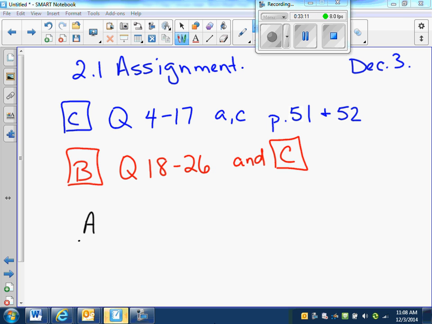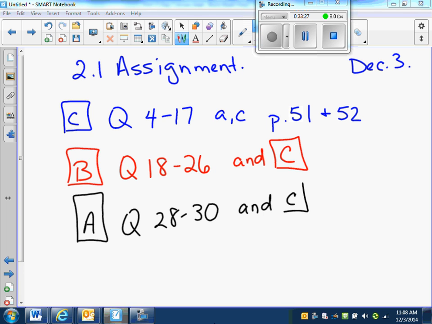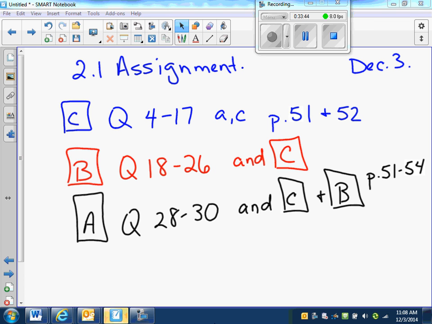And to get an A, I'd like you to do a bunch of those questions that maybe you haven't done much in math in other years. I want you to try those harder ones. Questions 28 to 30, and C and D. And this is on 51 to 54.